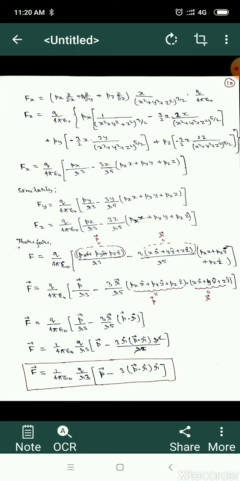Similarly, if ∂/∂y operates on this component, that will give py, that is minus (3/2)·2x·2y upon (x² + y² + z²)^(5/2), plus pz, that is minus again, ∂/∂z will operate, that is minus (3/2)·2x·2z upon (x² + y² + z²)^(5/2), bracket close.